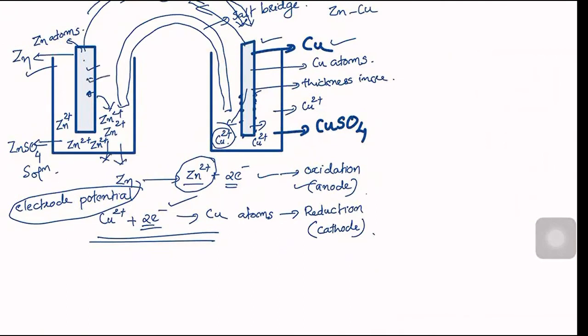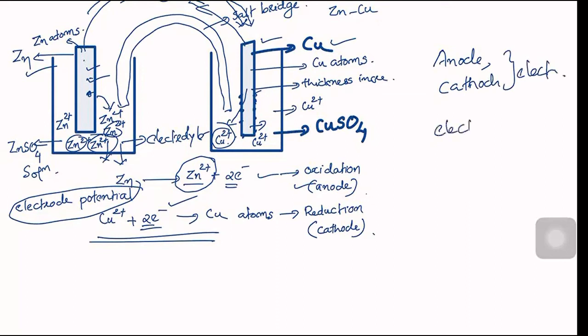Now, you have seen that whenever I draw one half cell, we are dipping the metal, which is an electrode, in a solution. That solution we call an electrolyte, and an electrolyte always contains ions. So see the construction now. In this construction, the major parts are: we require an anode, we require a cathode, both are electrodes. Then we require electrolytes. Then we require a salt bridge.